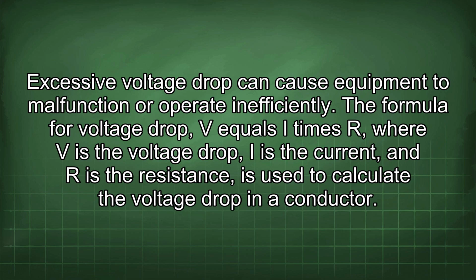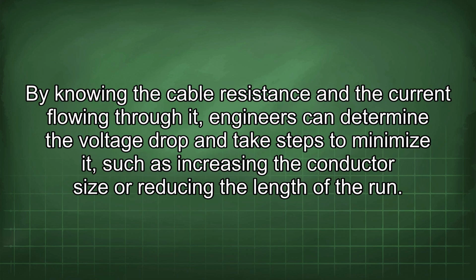The formula for voltage drop, V equals I times R, where V is the voltage drop, I is the current, and R is the resistance, is used to calculate the voltage drop in a conductor. By knowing the cable resistance and the current flowing through it, engineers can determine the voltage drop and take steps to minimize it, such as increasing the conductor size or reducing the length of the run.